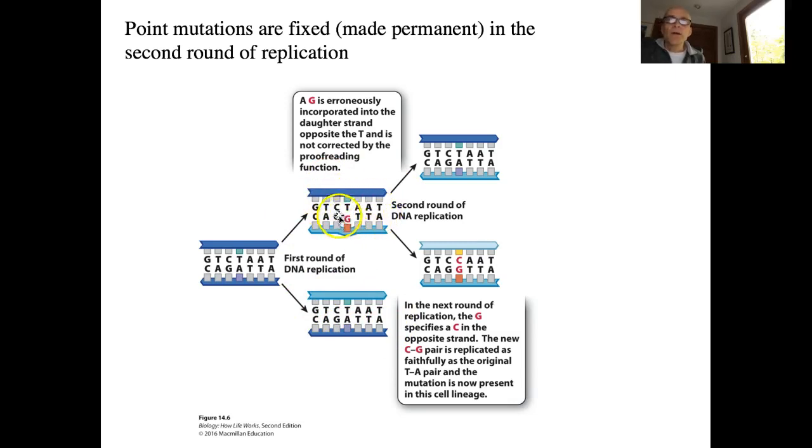Now, before this mutation gets fixed, before it gets made permanent, there is a chance, there's time for the machinery of the cell to repair this piece. And at this point, it's possible to detect that because these two don't really fit together. So if that was undetected, so if the repair machinery didn't work, then after the second round of replication, you have the fixation of this mutation.